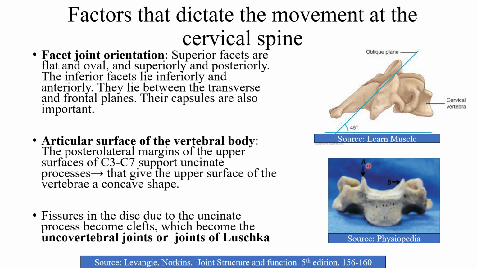Likewise, in the vertebral body, as we discussed previously, there are elevations called uncinate processes from C3 to C7, which eventually form the uncovertebral joints of Luschka. So both these things, that is the facets and the vertebral body or intervertebral joints, dictate the movement at the cervical spine.